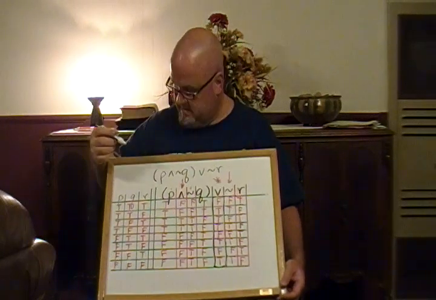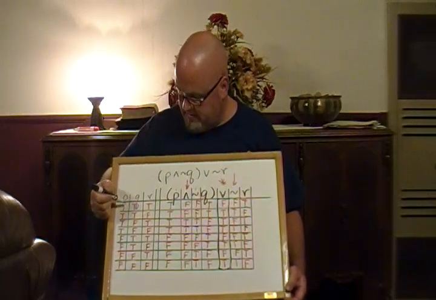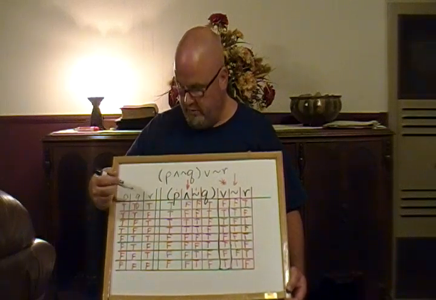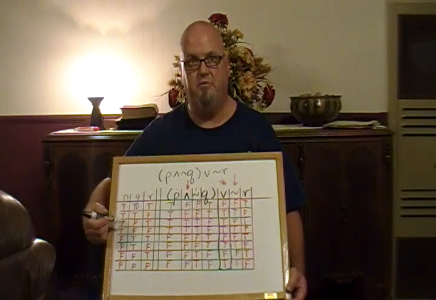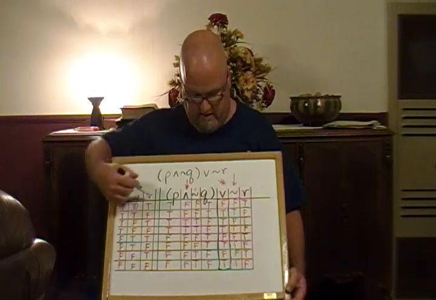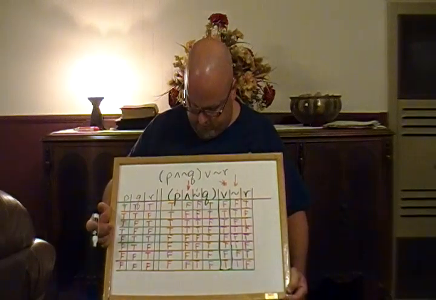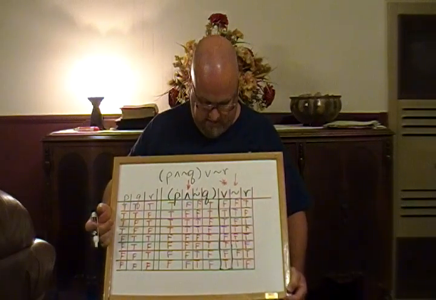And why is it this entire column? Because we didn't specify what P, Q, and R were as far as truth values. We wanted to evaluate it for every value of P, Q, and R. So we get 8 results, 8 different results. And that's how you do a little more detailed truth table.